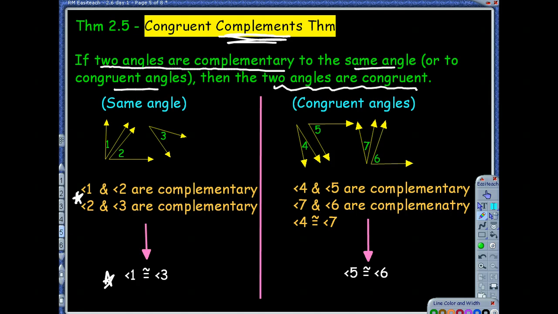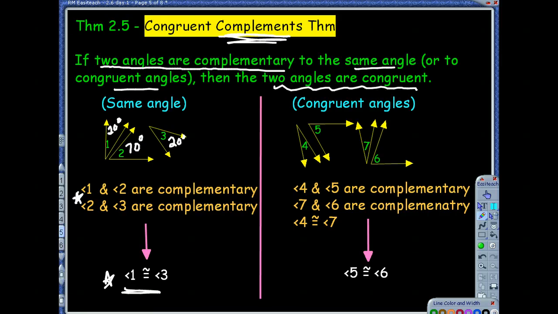All right, with the same angle scenario, if I give you angle 1 and angle 2 are complementary, which means they add up to 90, but we don't need to show that, and angle 2 and 3 are complementary, so let's say this is 20 degrees. Well, then angle 2 has to be 70. And if I know angle 2 and 3 are complementary, that means this is also 20, which makes these congruent, which is what we can prove.